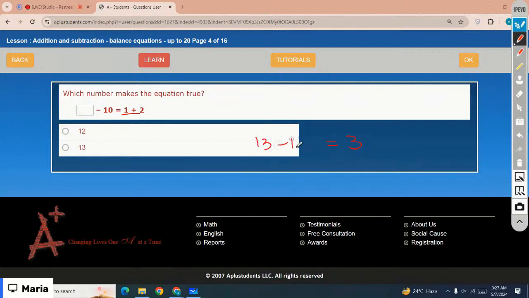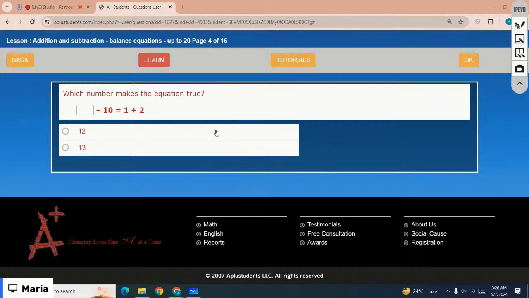That is 13 minus 10, and 13 minus 10 is 3. So that means the correct option is 13. That keeps the equation balanced. So the correct option is 13. Got it? The correct option is 13.